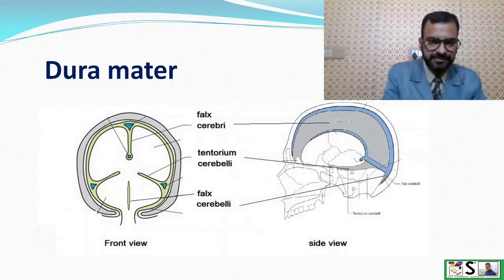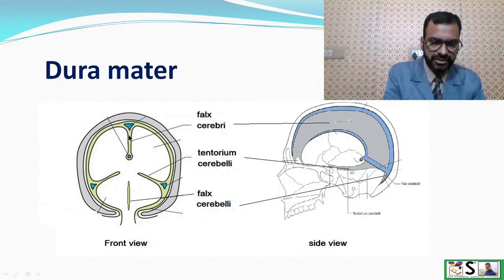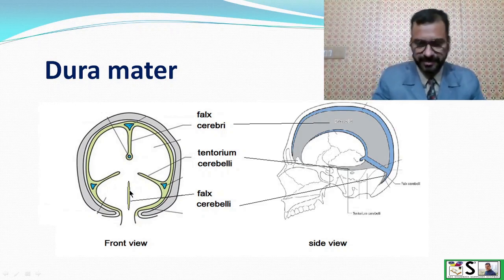Here you can understand that these are three extensions of dura mater. These are two layers, one this and one this. So this inner layer goes inside. This is the falx cerebri. These are tentorium cerebelli, and this is falx cerebelli.